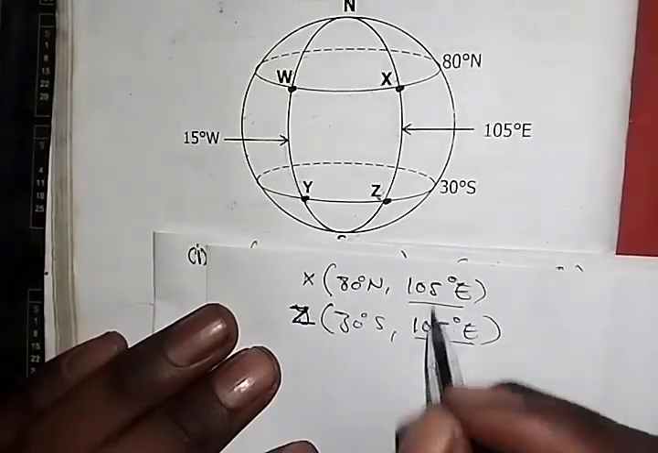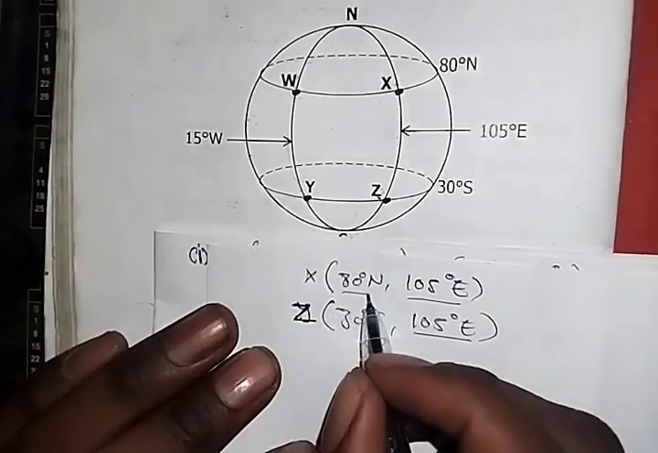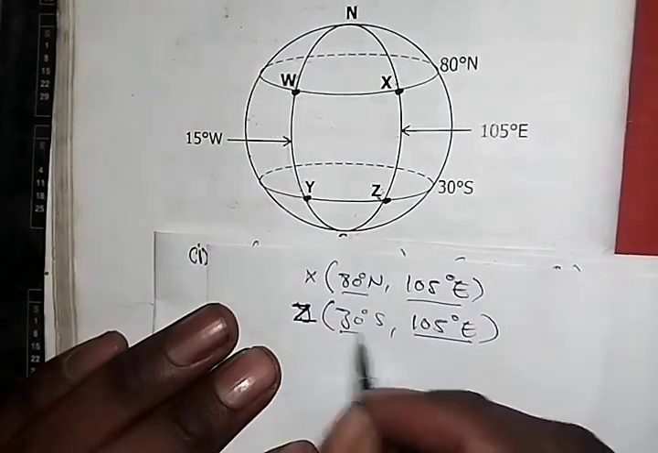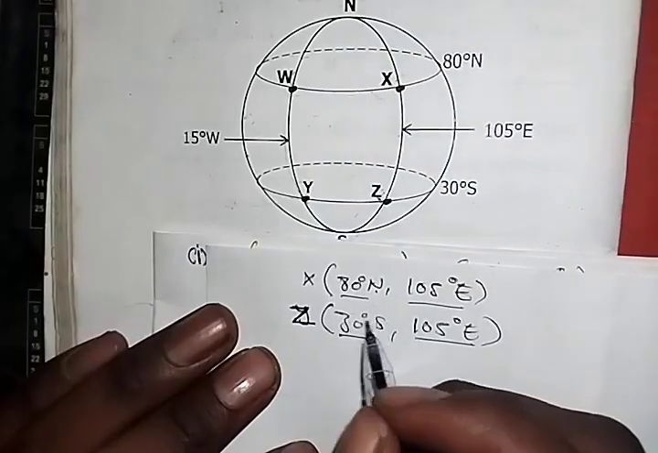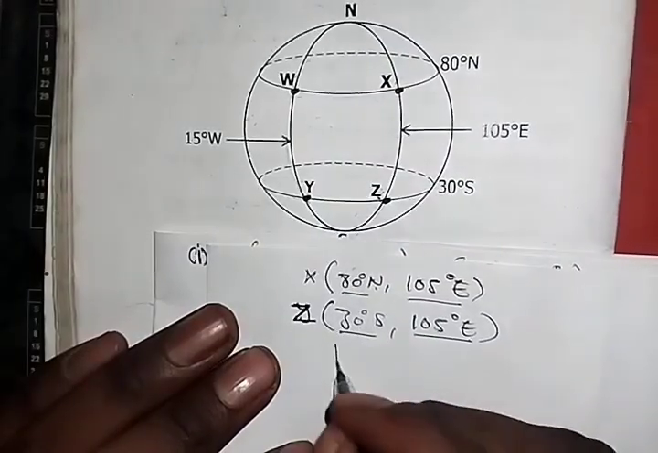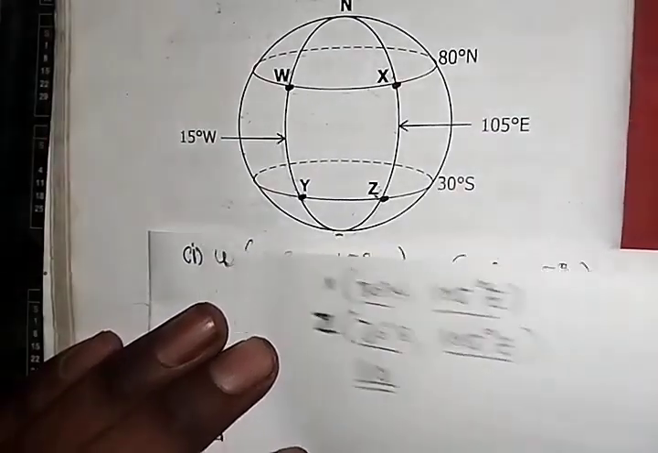They have the same longitude. So the difference should be in what? In latitude. So we add 80 degrees north plus 30 degrees south because of different hemispheres. So that's the reason why I'm adding. So when you add 80 plus 30, you get what? 110. So 110 is the difference between x and z.